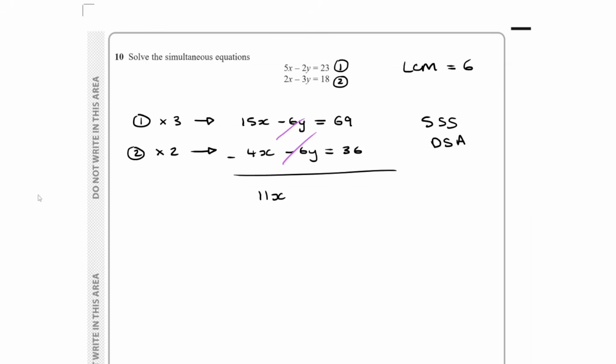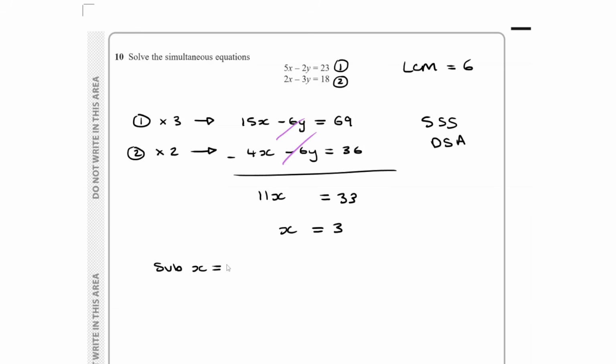It should cancel out to make 0, there's no longer a y. 69 minus 36 is 33. Do you see how now I've got an equation with just x, so I can divide by 11, which gives me 3. So I now know that x is 3. Once you've solved for one letter, it's really easy to find out the other. Just choose one of the two original equations and sub your answer in.